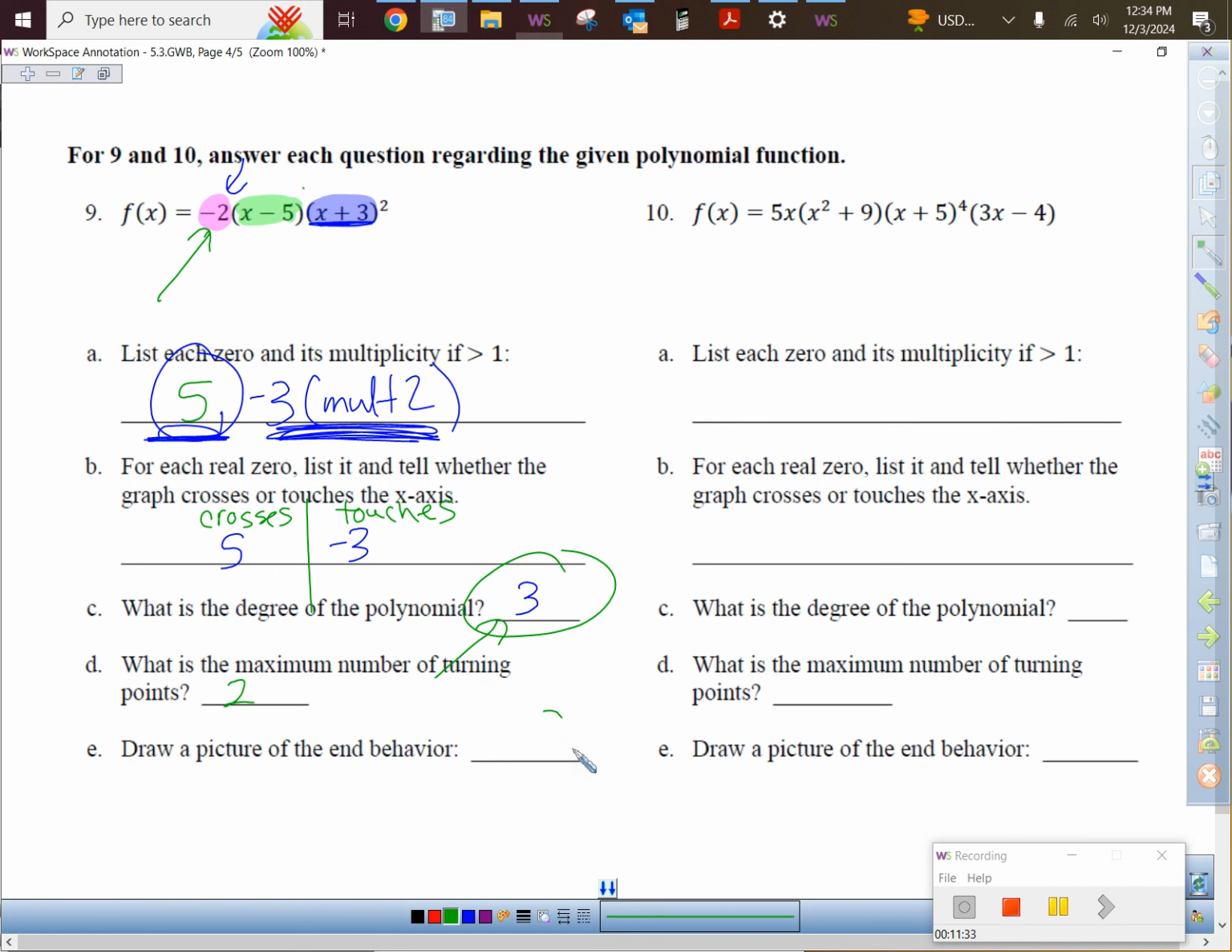So down right, negative, is where this one is going to go. And since they're supposed to go different directions, the other end goes up. So the one on the right goes down because it has a negative leading coefficient.